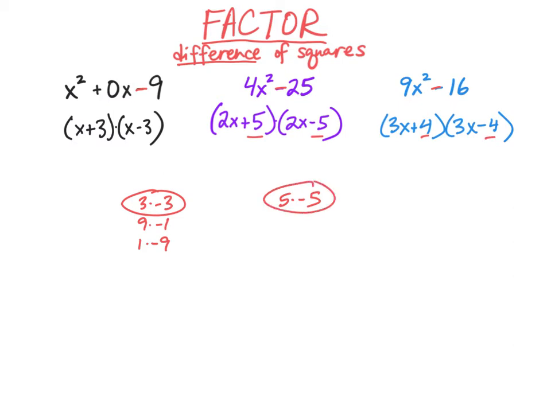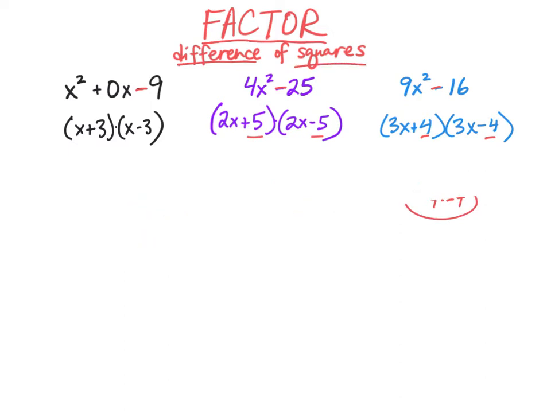So why do we keep choosing the same numbers here? Well, it's called difference of squares. And if you look at all of these problems, they are difference problems, or subtraction, and they all have squares. Do you know that 16 is a perfect square? 4 times 4. Do you know that x squared is a perfect square? x times x. Do you know that 9 is a perfect square? 3 times 3. Do you know that 25 is a perfect square?